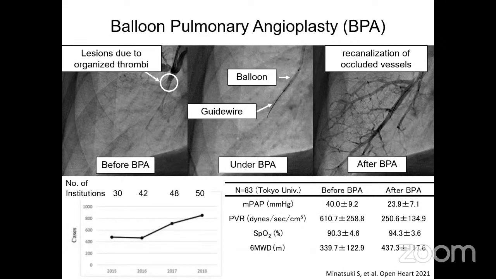However, from 15 years ago, BPA became widely used around the world, mainly in Japan. The number of BPA is increasing year by year. We performed about 500 sessions of BPA on 83 patients with CTEPH at Tokyo University. Hemodynamic parameters dramatically improved, and pulmonary artery pressure became almost normal after BPA. The in-hospital mortality for BPA is only 0.2%, and its long-term prognosis is quite excellent.